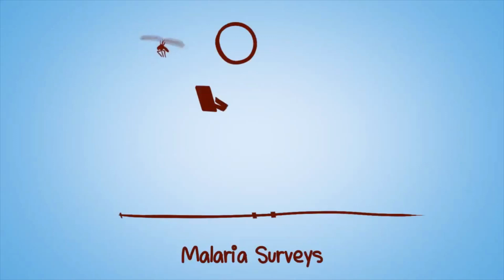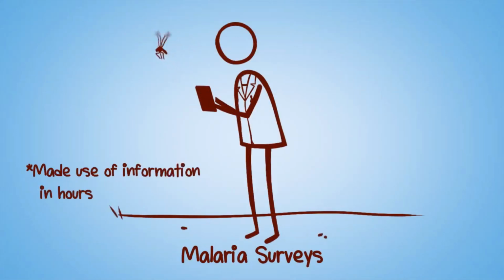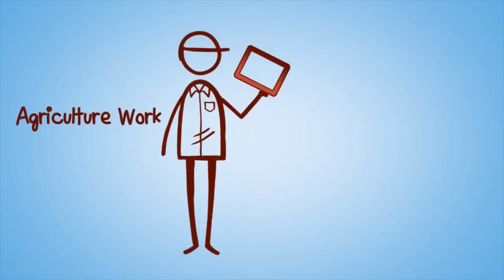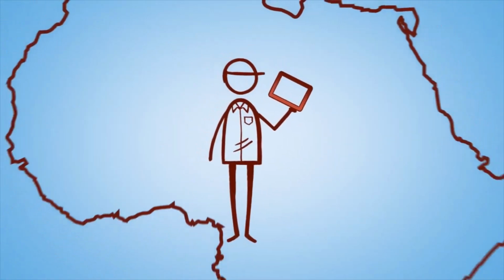In conducting household malaria surveys, we were able to analyze and make use of information hours following the close of the survey as opposed to months, without substantial increases in cost. In our agriculture work, we are able to monitor the learning of field agents distributed across 6 countries in near real time and use that data to make adjustments in course material.